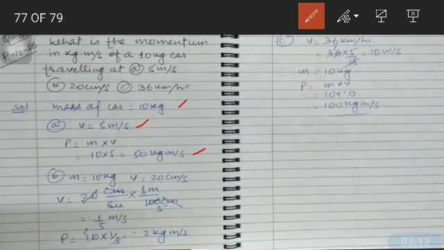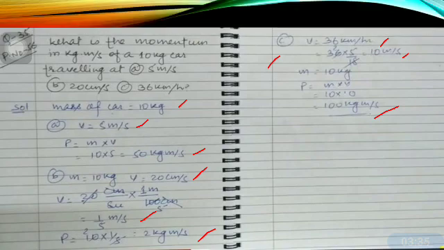Now for the second part, the velocity is 20 centimeter per second, which we will convert into meter per second, and the momentum calculated to be 2 kilogram meter per second. For the third part, the velocity is in kilometers per hour. Converting it into meter per second and doing the calculation, the momentum came out to be 100 kilogram meter per second.